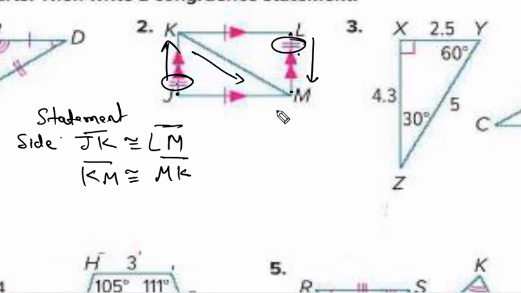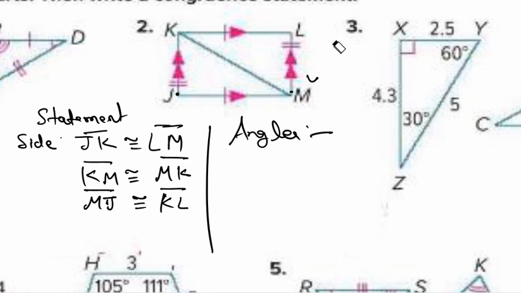Similarly here MJ is congruent to KL, side KL, right? Okay, now this is about sides. This is also given here, this congruent to this. Now let's write angles. Here if you see, okay, 1 second.